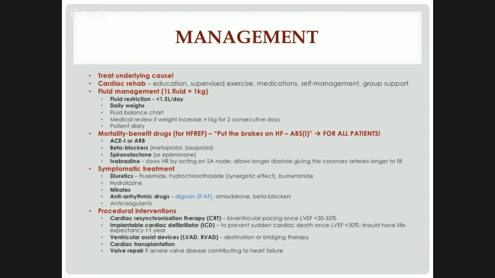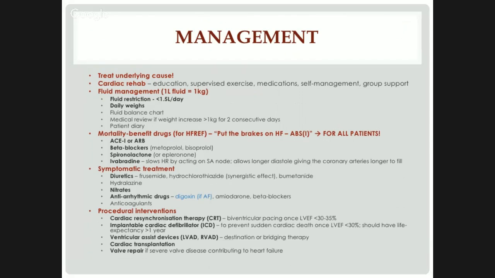like the braking thing in your cars. So the heart failure physician said, just think about it as putting the brakes on heart failure. So just remember ABS, and he's added I in because I is a new drug called ivabradine, which I talked about before, which only recently was found to improve outcomes in heart failure. So these drugs need to be given to everyone.